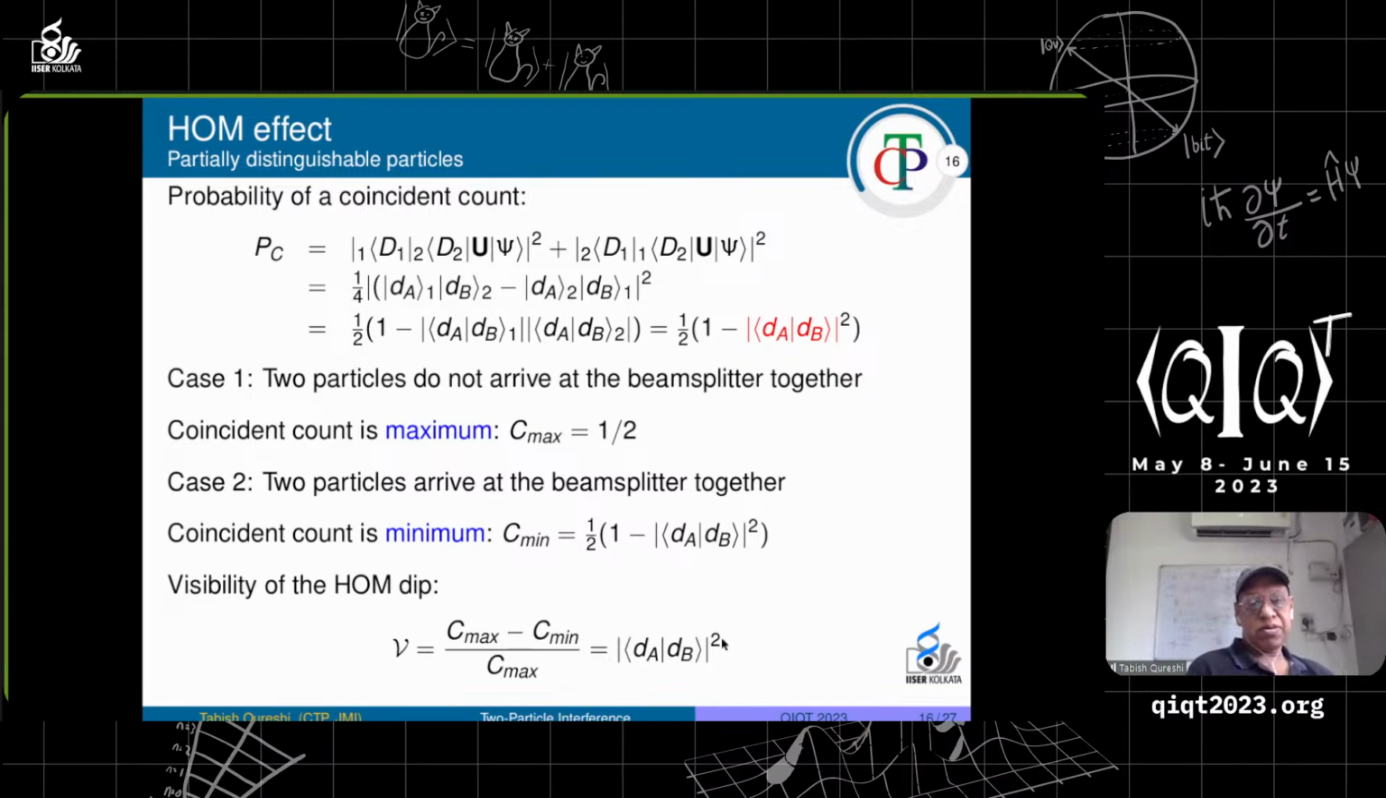You can see right from here that if dA and dB are completely orthogonal, this will be 0, so the visibility will be 0. For completely distinguishable photons, you will not see any Hong-Ou-Mandel dip.